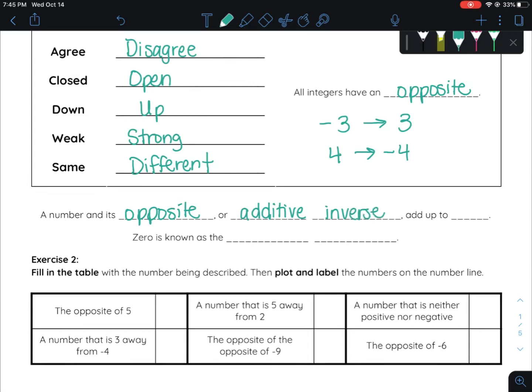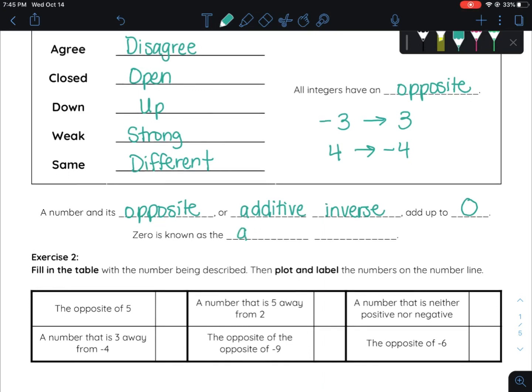add up to 0. 0 is known as the additive identity. This should sound familiar from when we used these words inverse and identity to talk about the multiplicative inverse or the reciprocal. So a number and its opposite add to 0. Why is 0 important? Because 0 is the number that does nothing, like identity stays the same, in addition and subtraction.